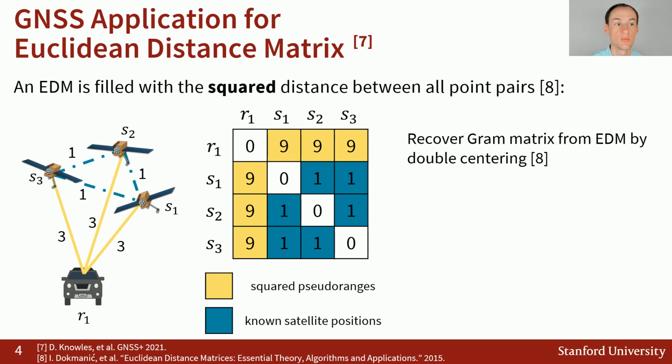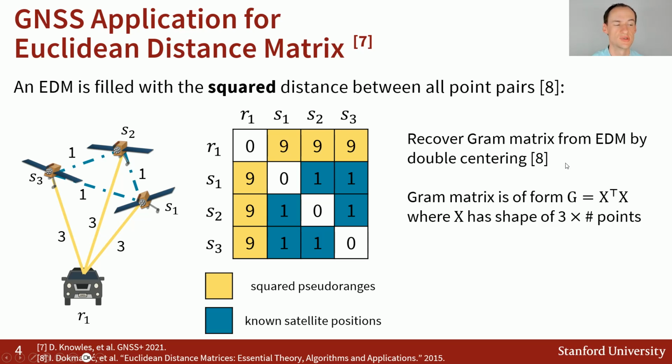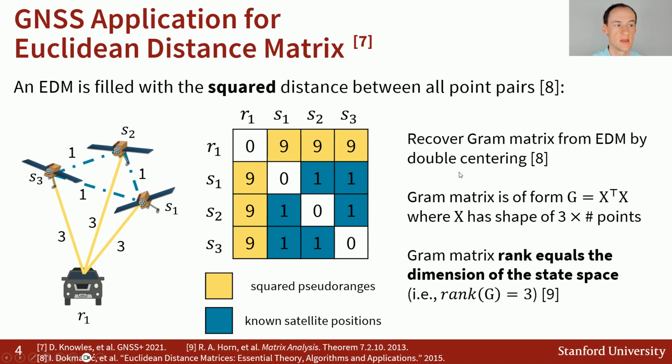And if you're interested in learning more about Euclidean distance matrices in general, I would recommend this paper, citation 8. And so I'll keep it brief, just explaining the necessary math. One of those is that you can recover a Gram matrix from a Euclidean distance matrix through double centering. A Gram matrix is just a matrix in the form of X transpose X. The important thing is that this Gram matrix's rank equals the dimension of the state space. So if we're trying to localize the receiver position in a 3-dimensional XYZ grid, then this rank should be 3.